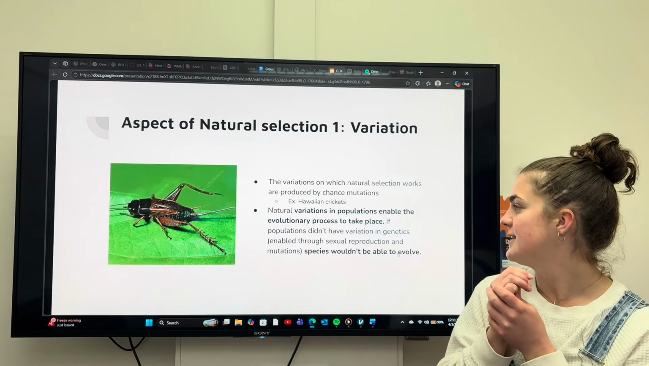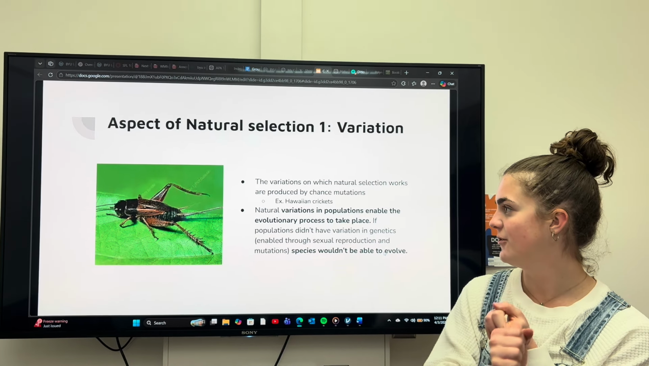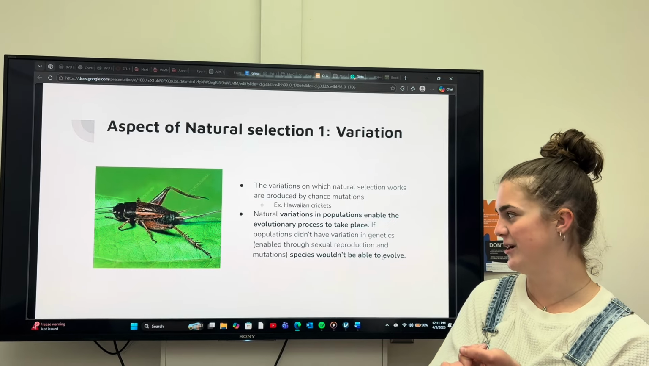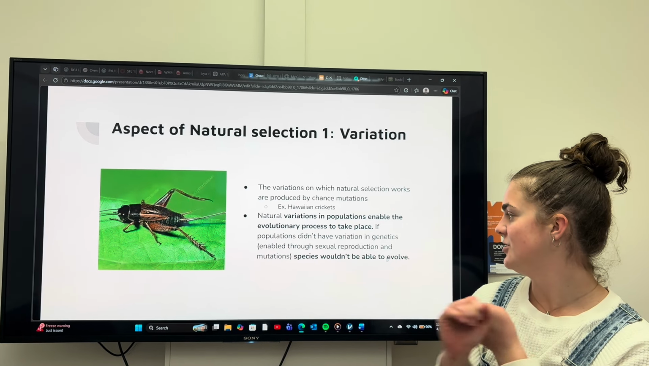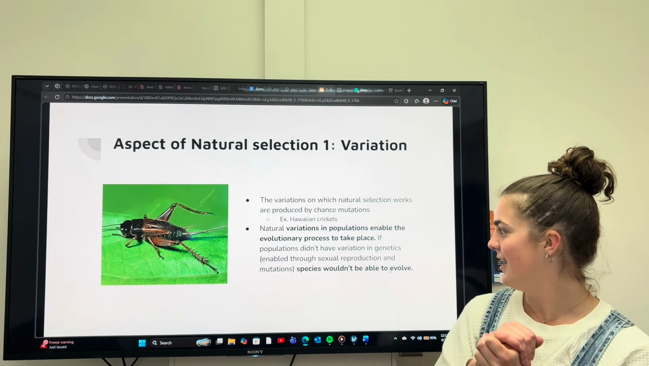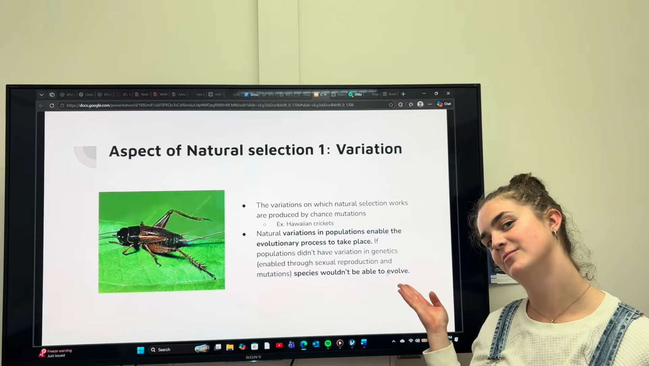And without things like crossover of genetics that happens during zygote formation, or just regular mutations that happen when an organism is alive, species would not be able to evolve.